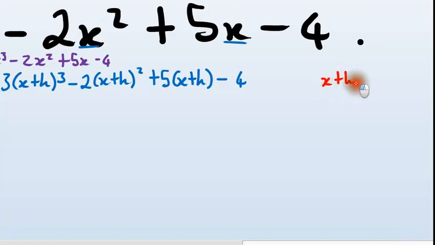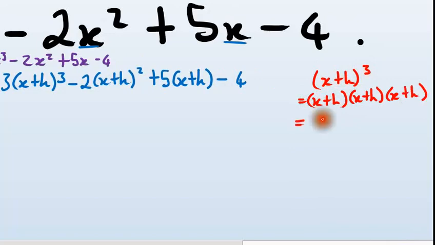x plus h cubed will be equal to x plus h multiplied by x plus h multiplied by x plus h. Some algebra revision, grade 10. So that means you solve one before the other. Guys, do not be confused. It's algebra, but look at this.